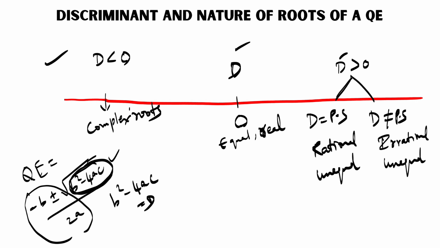If d is less than 0, then the nature of the roots is complex. If d is equal to 0, then the roots are equal and real. And if d is greater than 0, then we have two conditions. The first is when the discriminant is a perfect square, and the second is when it is not a perfect square. If it is a perfect square, the roots will be rational and unequal. If it is not a perfect square, then they will be irrational and unequal. If we solve a few questions, then you will understand the concept better.